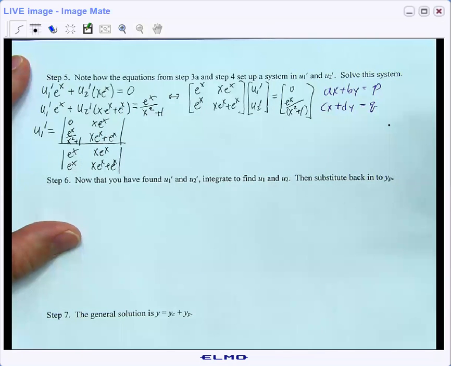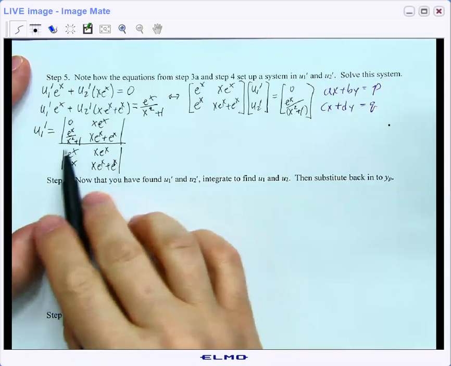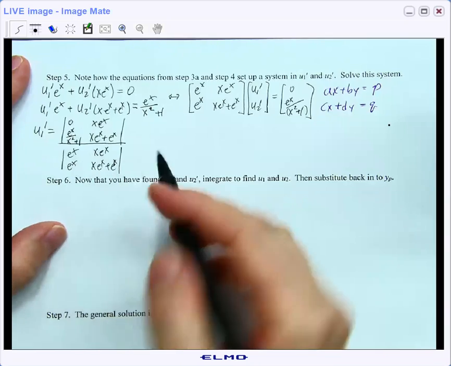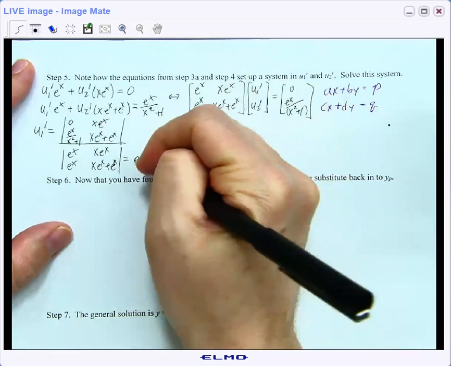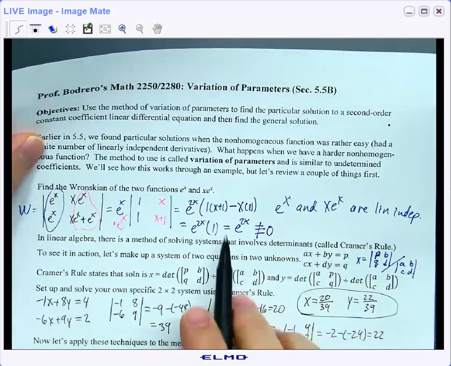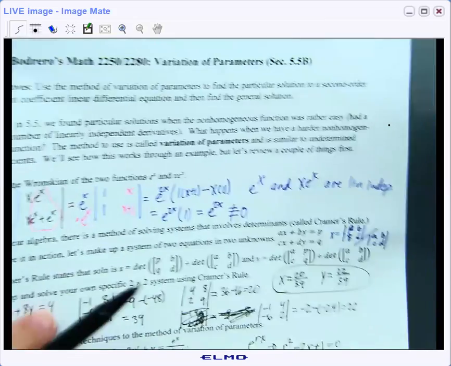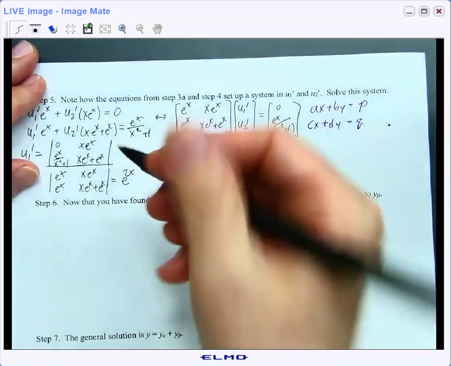But by work we've already done today, we actually found that this determinant was e to the 2x. I'll help you quickly remember that, okay? Remember that from the front page? Okay, wow, it's like magic. So this guy is e to the 2x.